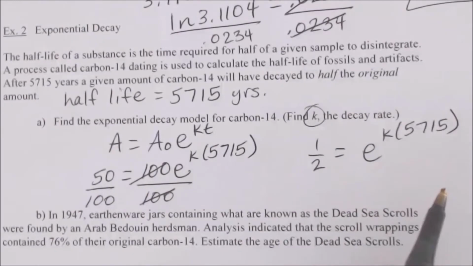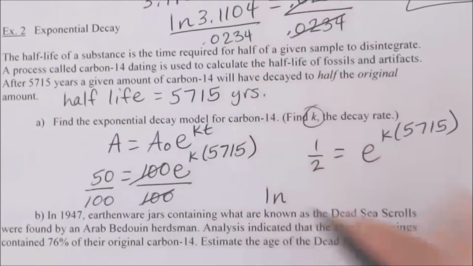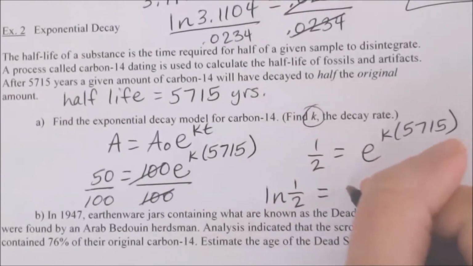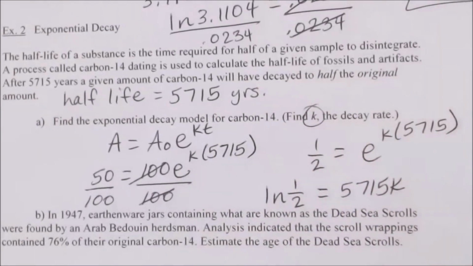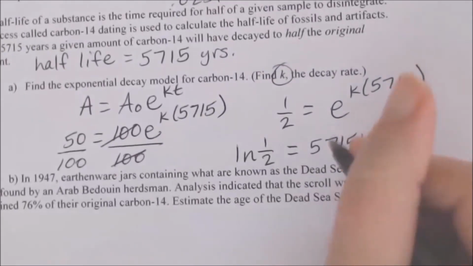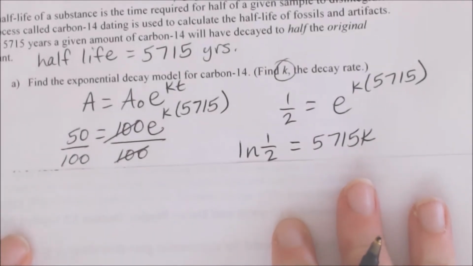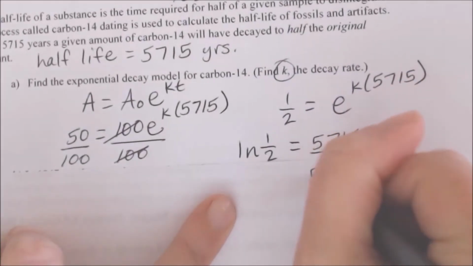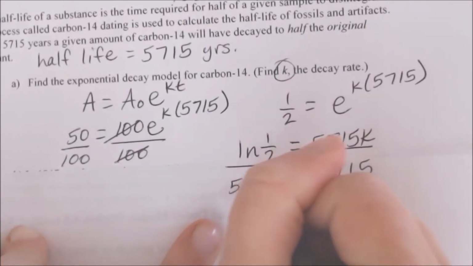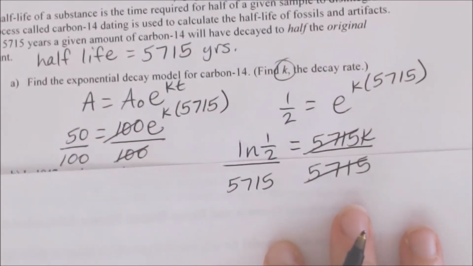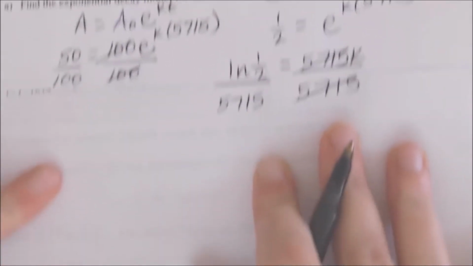Now I need to solve this equation for K. So I'm going to write it in log format. Natural log of 1/2 equals 5715 times K. And then to solve for K, I'm going to divide by 5715. This is a little bit messy, so let me cover the next question up so I can have some space to write. So I'm going to divide by 5715 on both sides. Now think about, should your K value be positive or negative in this example? Well, it's a decaying entity, so that means K should be a negative percentage because it's going down.